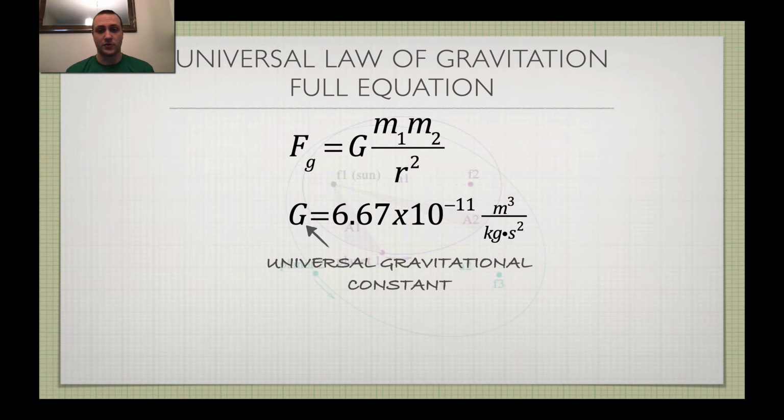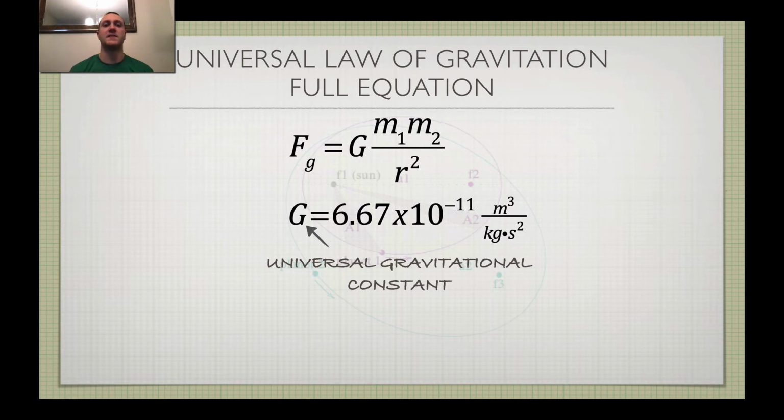Don't worry about the units of that number. You will never be tested on them. You're not going to be expected to know them, but those are the units of the universal gravitational constant. So in any formula where you see big G by itself, 6.67 times 10 to the negative 11th is what plugs in there.